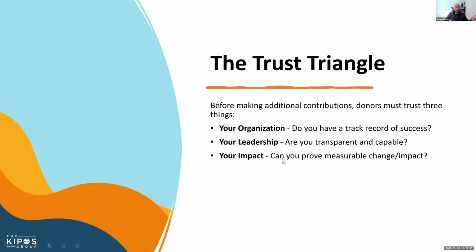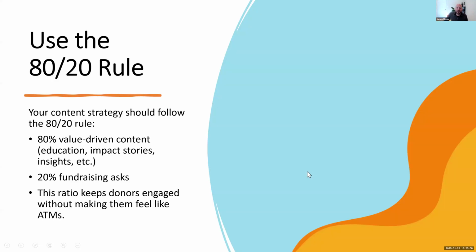Can you actually show them through data? And okay, I'm not talking about foundations and big corporations. I'm talking about individual donors. Can you show them in some really high level ways that you are bringing measurable change to the areas that you're seeking to change in the world? There's some ways that we can do this, how we can build this trust.